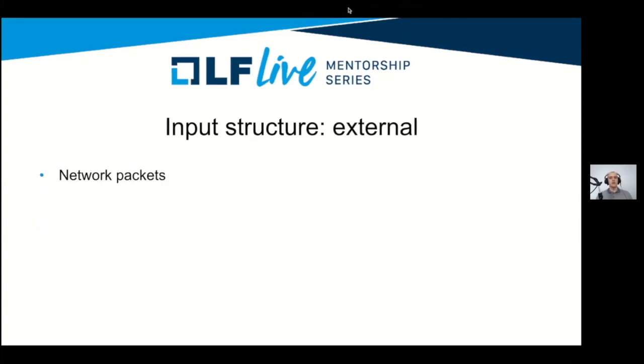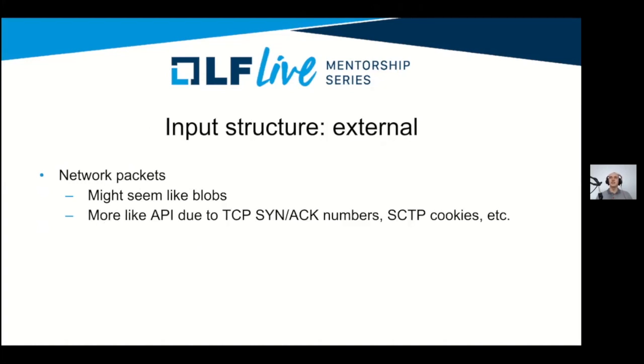All right, let's look at the external inputs from the point of view of input structure. If you look at network packets, they might seem like random data, but actually it's more like an API. An example of that is the TCP connection process. Let's say our Linux machine has a TCP socket in the listening state, and externally we're trying to connect to that socket. The way this works, you send a SYN packet, you receive a SYN-ACK packet, and you send the ACK packet.